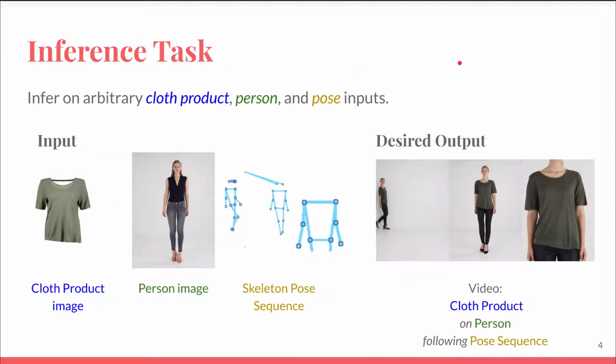The goal of the challenge is to be able to infer on arbitrary inputs. The desired output should maintain the attributes of the cloth and person images while following the sequence of the skeleton poses. The result should also be temporally coherent and realistic.